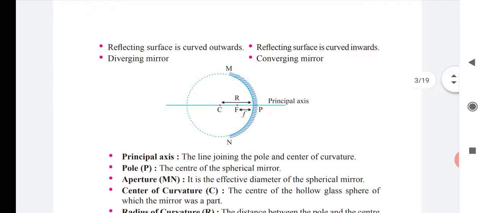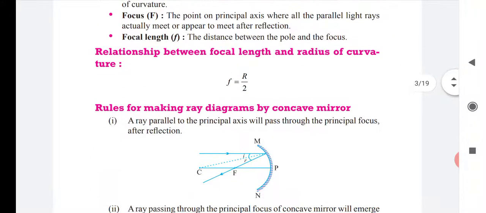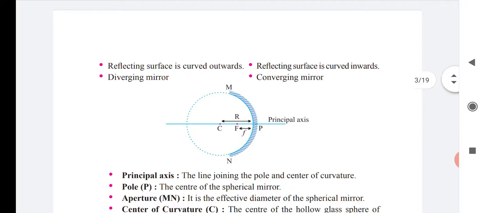From the figure you can see that f, the distance between the pole and the focus, is the focal length. That is, small f is nothing but twice the radius of curvature. That is, f is equal to 2 times r. So from that we can say that f is equal to r by 2. Sorry, I said f is equal to 2 times r. It is not that. The total radius will be equal to 2f.